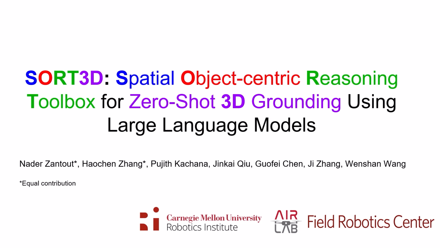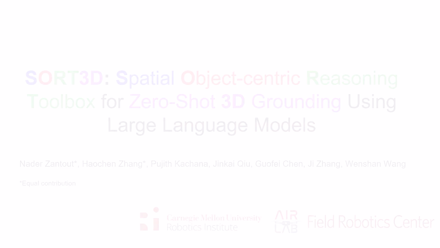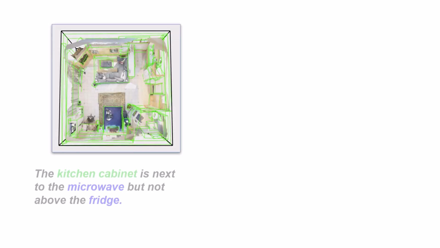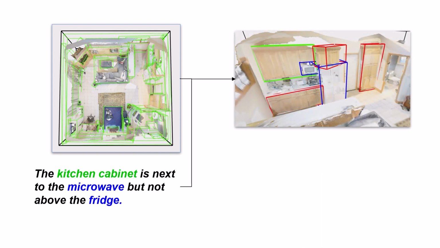We present SORT3D, a spatial object-centric reasoning toolbox for zero-shot 3D grounding using large language models. Consider the task of 3D visual grounding. Given a scene and a statement referring to an object in the scene, the correct object must be picked out.